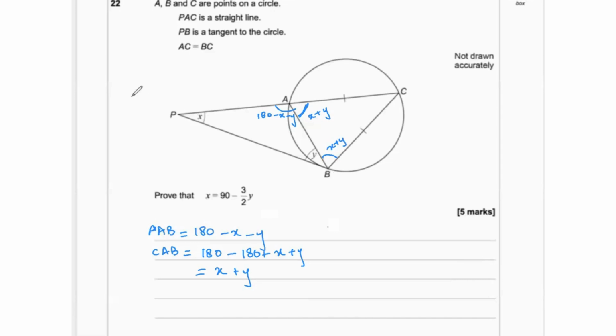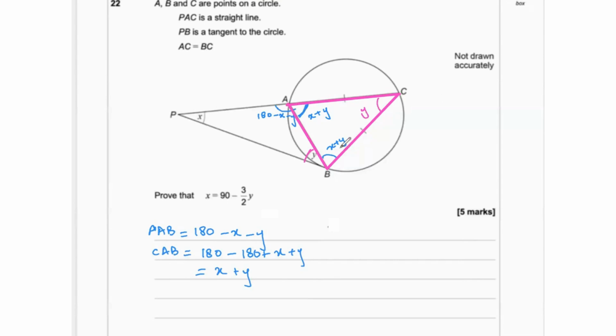But another very important thing you need to remember is that when all three vertices of a triangle are touching the circumference of a circle, we can use the alternate segment theorem over here. And also, the alternate segment theorem applies when you have a tangent touching the circle as well. So based on the alternate segment theorem, if this is y, this is also going to be y.